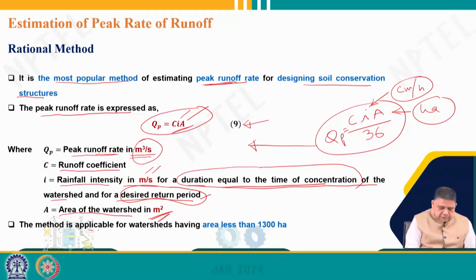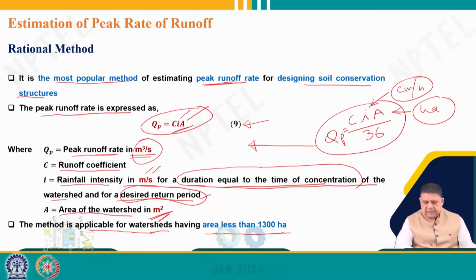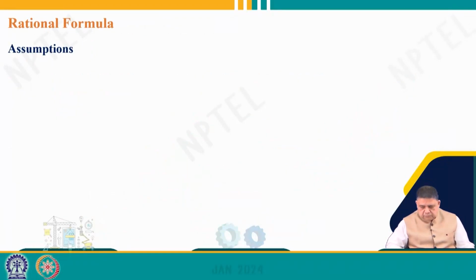The method, of course, has certain assumptions which we will see a little later. Its applicability is limited to watersheds having area less than 1300 hectares. Of course, this number is not very fixed; in different literature, you will come across different numbers. The idea is that because there are certain assumptions, the watershed should be of reasonable size in order to be able to use this method.